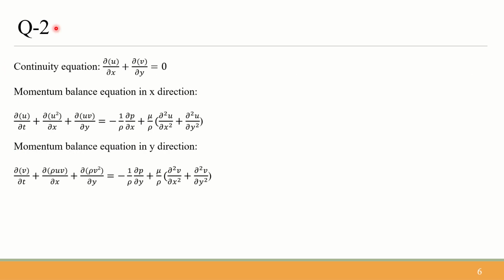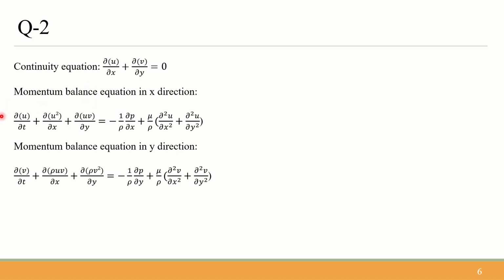So how is that? We have the continuity equation, dou u by dou x plus dou v by dou y is equal to 0, for a two-dimensional problem. If you remember, there would be a presence of rho in the continuity equation for compressible flows. But here, since we are dealing with incompressible flows, we can assume the density to be constant and it can be taken out of the equation.